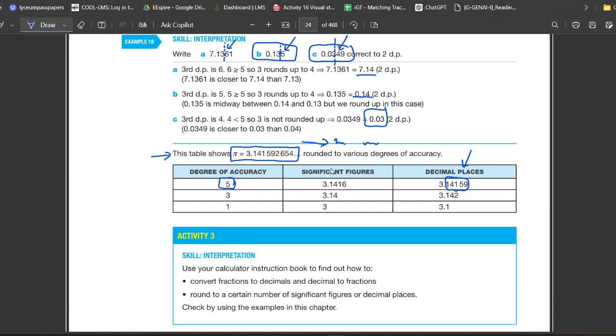If we use 5 significant figures, we have to have 5 non-zero digits counting starting from the left side. If we use 3 significant figures, it should be like this. If we use 3 decimal places, we have to have 3 digits after the decimal point, like that. This is the answer for significant figures, and this is the answer for decimal places. I think you got a clear idea.